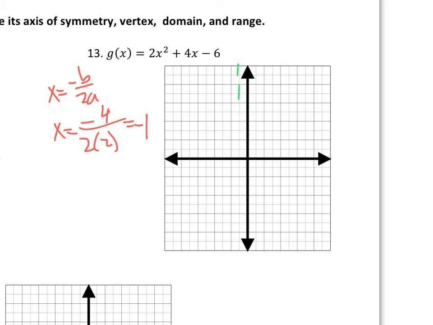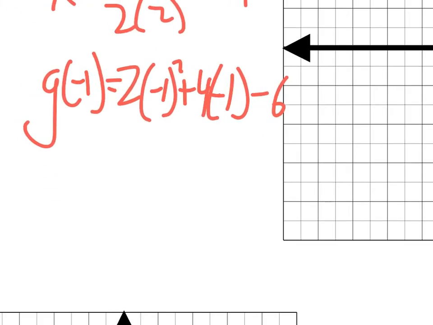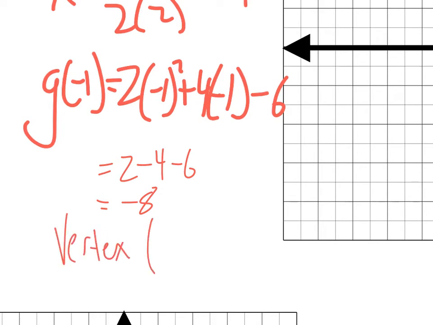So we know that the vertex is going to be somewhere on this -1 here. And so let's plug in -1. Let's find g of -1. We have 2 times -1 squared plus 4 times -1 plus, actually, -6. Okay. So figuring that out, we have 2 times 1, which is 2, and this will be -4 minus 6, and that's going to be 2 minus 10, -8. All right, so we got a vertex at -1, -8.